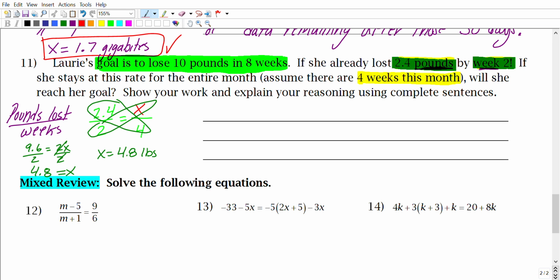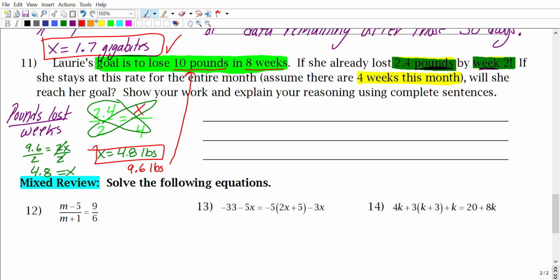All right, now let's think about that, guys. This is how much she would have lost in 4 weeks. What we want to know is, will she reach her goal of 10 pounds in 8 weeks? So it's safe to assume that if this is what she lost in 4 weeks, then in 8 weeks, which is double that amount of time, then if we double this amount of pounds, which would in this case be 9.6 pounds, that still would not be enough to reach her 10-pound goal.